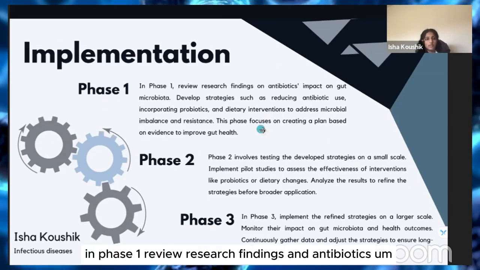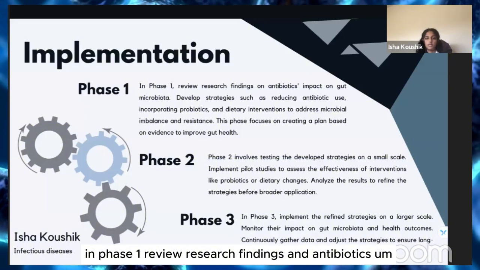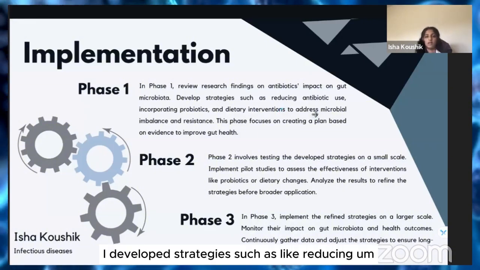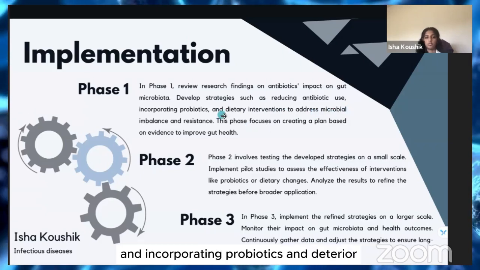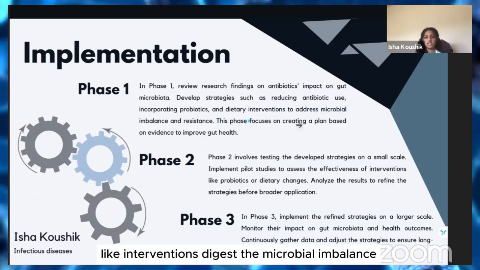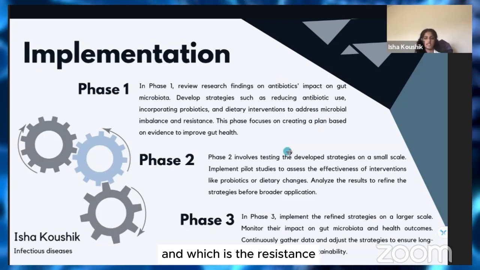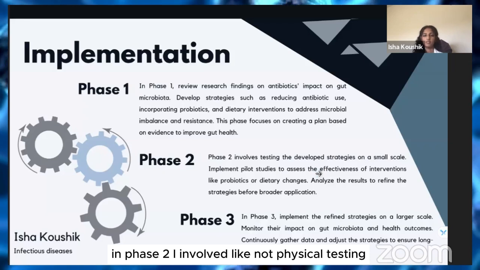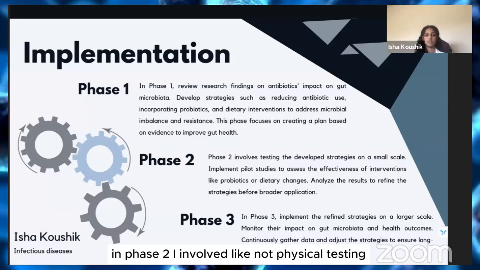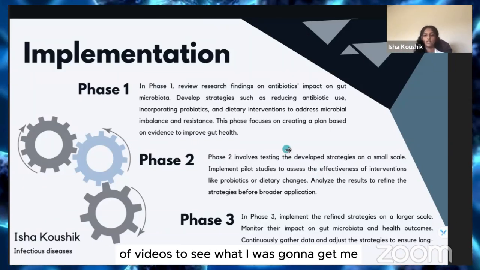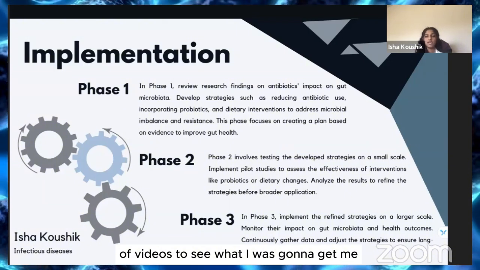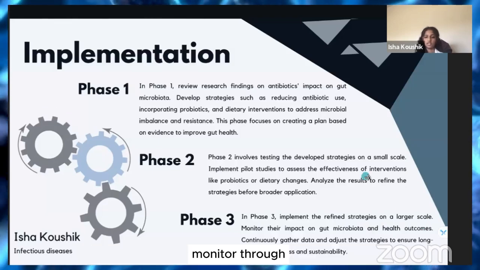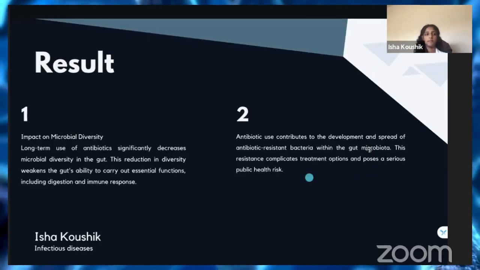In phase 1, I reviewed research findings on the impact of antibiotics on gut microbiota. I developed strategies such as reducing antibiotic use and incorporating probiotics and dietary interventions to address the microbial imbalance and resistance. In phase 2, I did not do physical testing, but I did watch a lot of videos to see where that was going to get me. And in phase 3, I refined strategies on a larger scale to monitor their impact on gut microbiota.